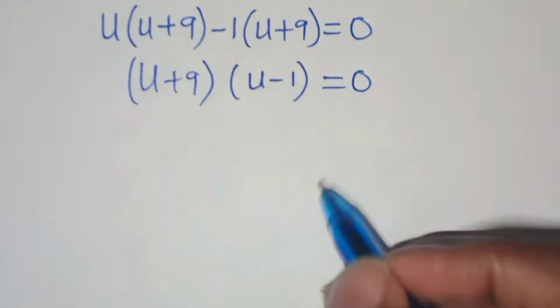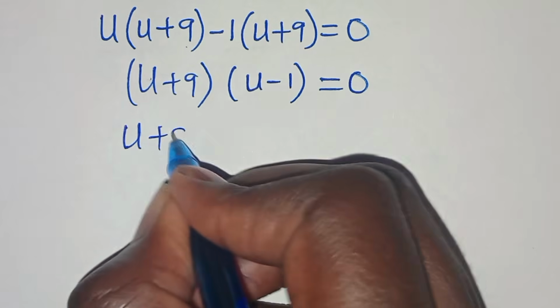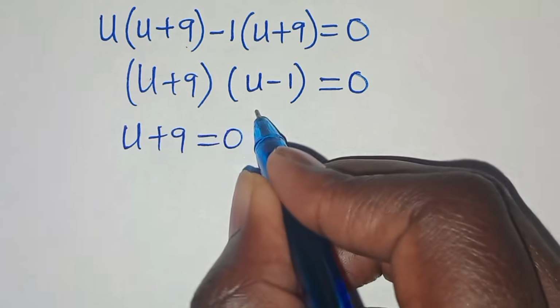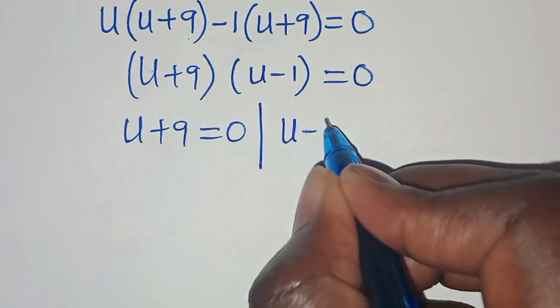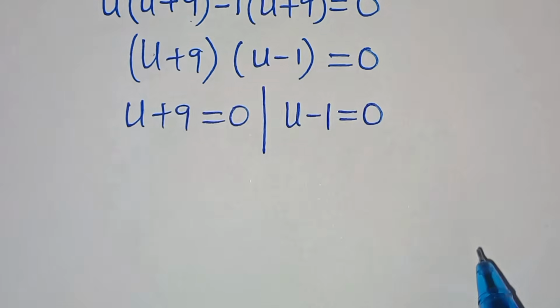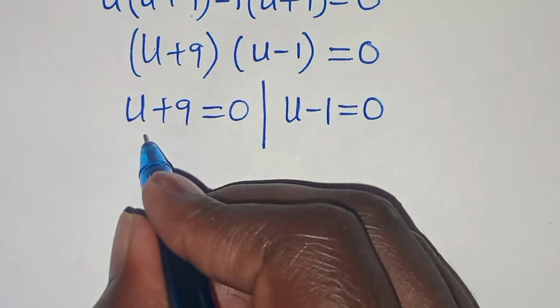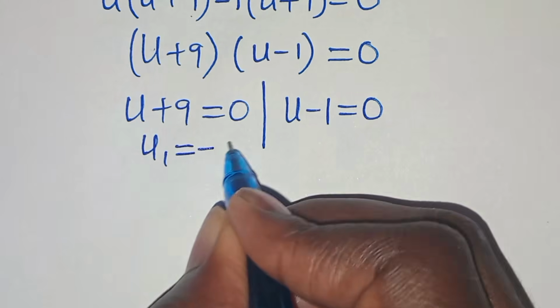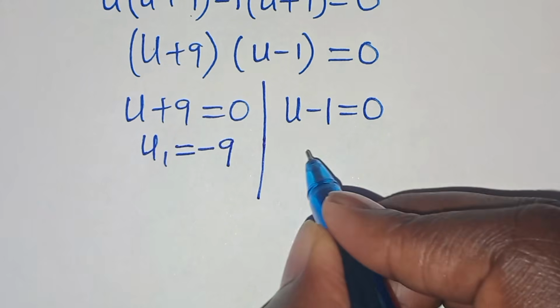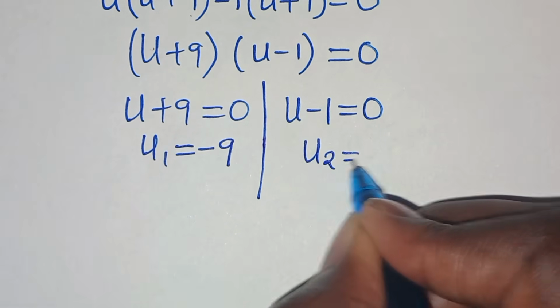So we have got two parts here. We have u plus 9. This is equal to 0. And then we have u minus 1. This is equal to 0. From the first part here, we have u1 is equal to minus 9. And we have u2 is equal to 1.